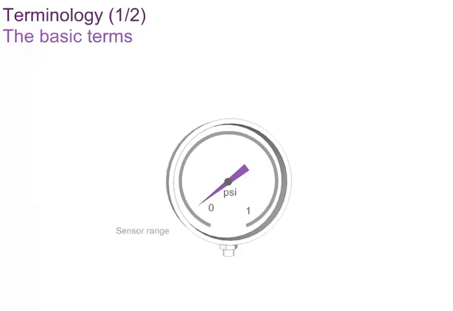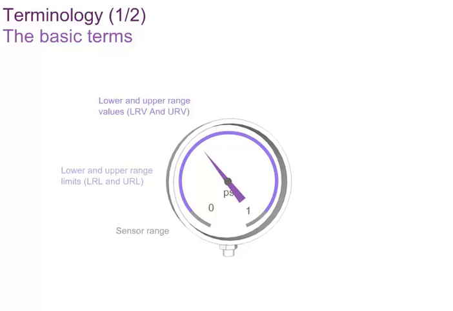Sensor range. The sensor range is the difference between the highest and the lowest values between the limits within which a quantity is measured. Lower and upper range limits, LRL and URL. The lower and the upper range limits are respectively the lowest and the highest quantities that a transmitter can be adjusted to measure. Lower and upper range values, LRV and URV. The lower and the upper range values are respectively the lowest and the highest quantities that a transmitter is adjusted to measure.